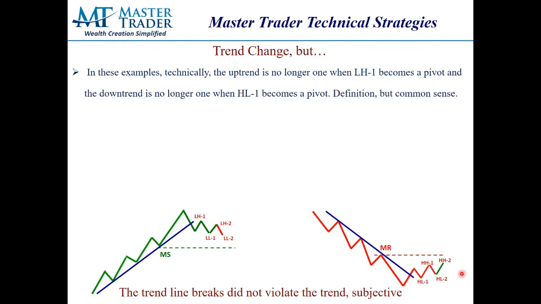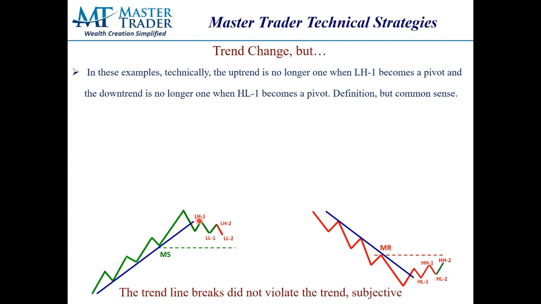Let's go a little deeper into our trend analysis and changes. So here in this example, you say trend change, but in these examples, technically the uptrend is no longer, because lower high number 1 becomes a pivot. So we have a lower high by definition. And the downtrend is no longer when higher low number 1 becomes a higher low, because it no longer meets the definition. But let's use some common sense here.